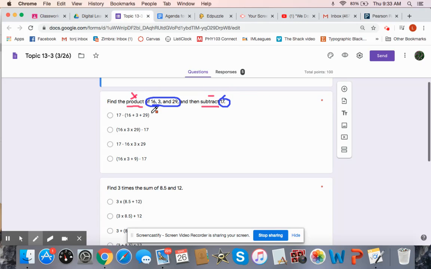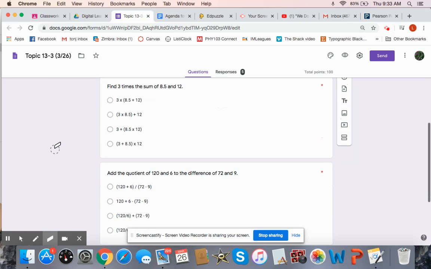So the only one that matches that would be this second option right here. This first option is really close, but if you look, the minus 17 should be at the end. And also, I told you to check your signs. These are addition signs, not multiplication signs. Same thing with this one. It has the minus 17 at the end, but there's an addition sign right there to try to trick you. So that's the answer to the first one, second option.